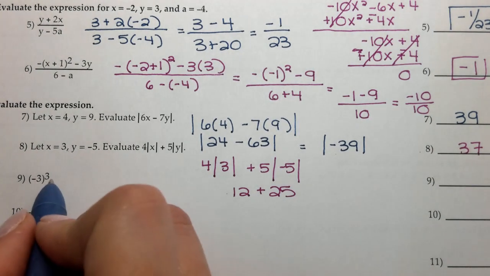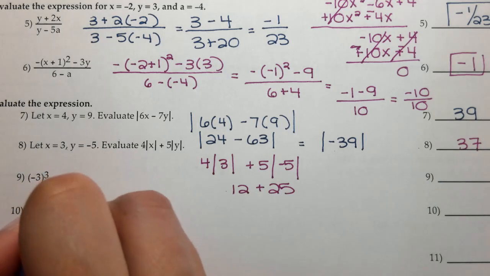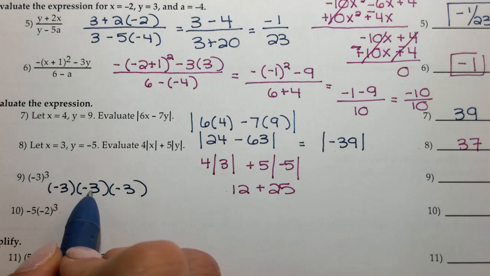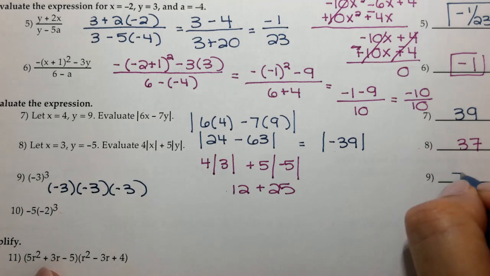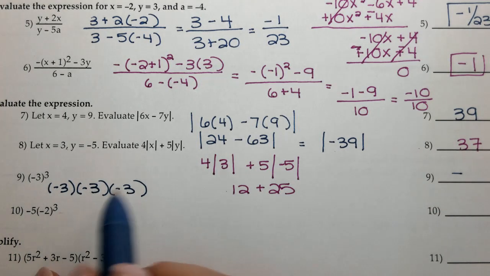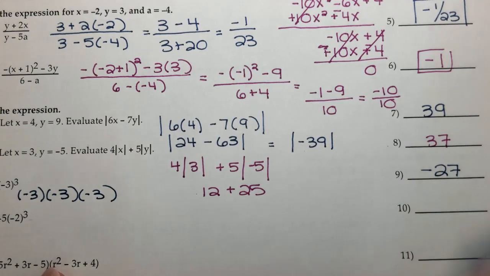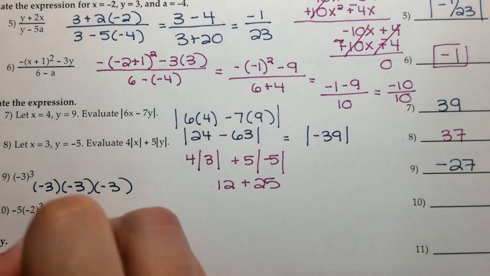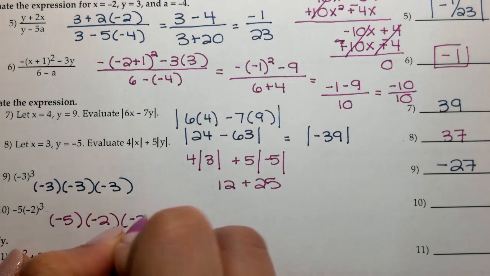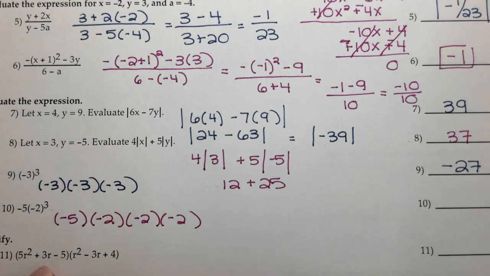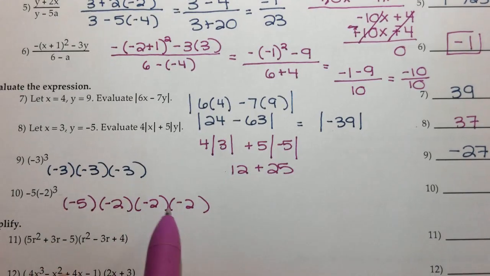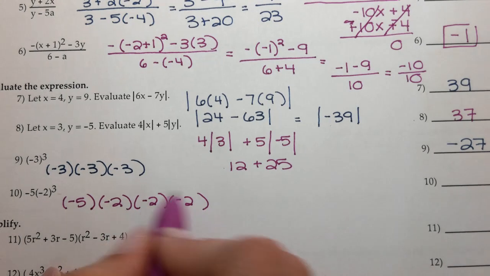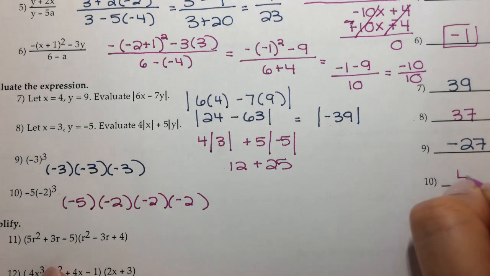Okay, negative 3 to the third power is negative 3 times negative 3 times negative 3. So negative times a negative is a positive, times a negative is a negative. And 3 times 3 is 9, times 3 is 27. For this next one, this is negative 5 times negative 2 times negative 2 times negative 2. Negative times a negative is a positive, times a negative is a negative, times a negative is a positive. 2 times 2 is 4, times 2 is 8, times 5 is 40.